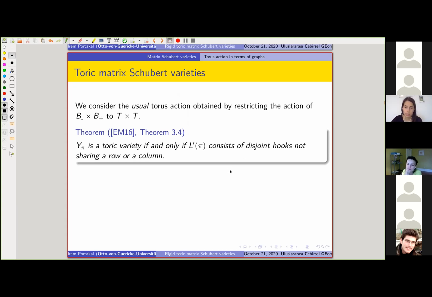So geometrically a hook in their language means something like this, like with 1 here, and they're not allowing another hook here which is crossing this, for example sharing a row. This is another hook. This is not allowed.